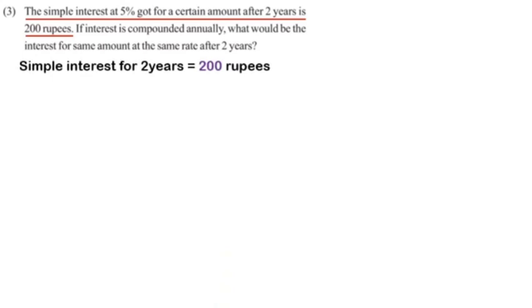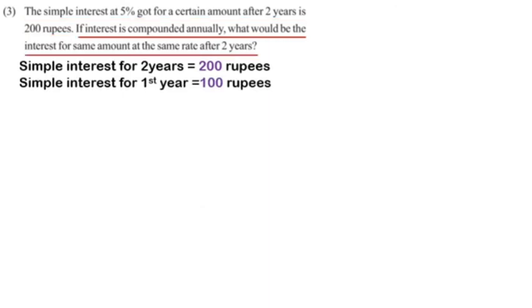അതാണ് തന്നിട്ടുള്ളത്. ക്വസ്റ്റ്യൻ വായിച്ചു നോക്കുക. The simple interest at 5% got for a certain amount after 2 years is 200 എന്നാണ് പറഞ്ഞിട്ടുള്ളത്. അതായത് 2 വർഷത്തേക്കുള്ള സിമ്പിൾ ഇൻട്രസ്റ്റ് 200 റുപ്പീസ് തന്നിട്ടുണ്ട്. അപ്പോൾ സിമ്പിൾ ഇൻട്രസ്റ്റ് ഫോർ ഫസ്റ്റ് ഇയർ എത്രയായിരിക്കും? അതിൻ്റെ ഹാഫ് ആയിരിക്കും, that is 100 rupees. 2 yearsലേക്കുള്ള ഇൻട്രസ്റ്റ് 200 ആണെങ്കിൽ ഫസ്റ്റ് ഇയറിലേക്കുള്ള ഇൻട്രസ്റ്റ് 100 റുപ്പീസ് ആയിരിക്കും. Clear children?